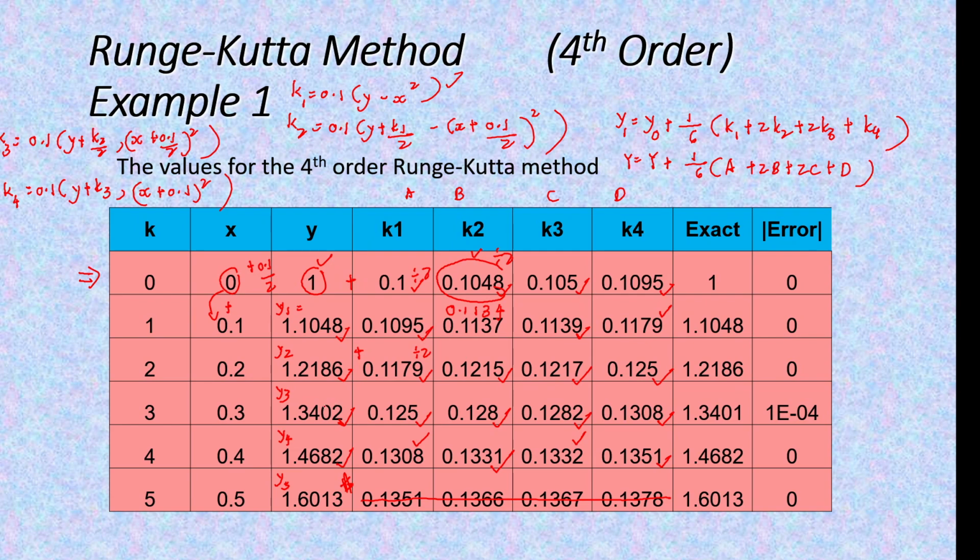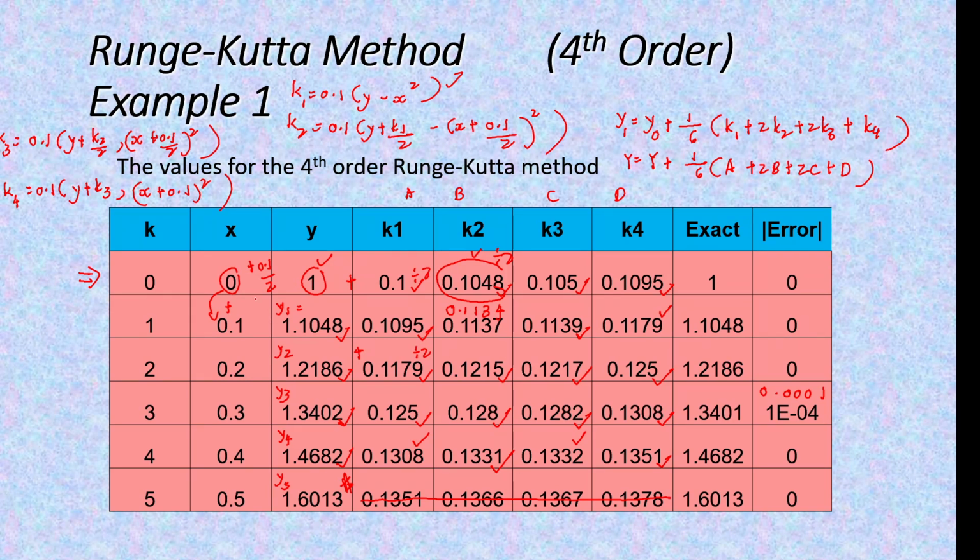Y3, 1.3402 minus 1.3401, you have actually 0.0001. In Excel, they denote it as 1 times 10 to the power of negative 4. Y4, 1.4682 minus 1.4682, you get 0. Y5, 1.6013 deduct 1.6013, you get 0. This is using the normal calculate menu.